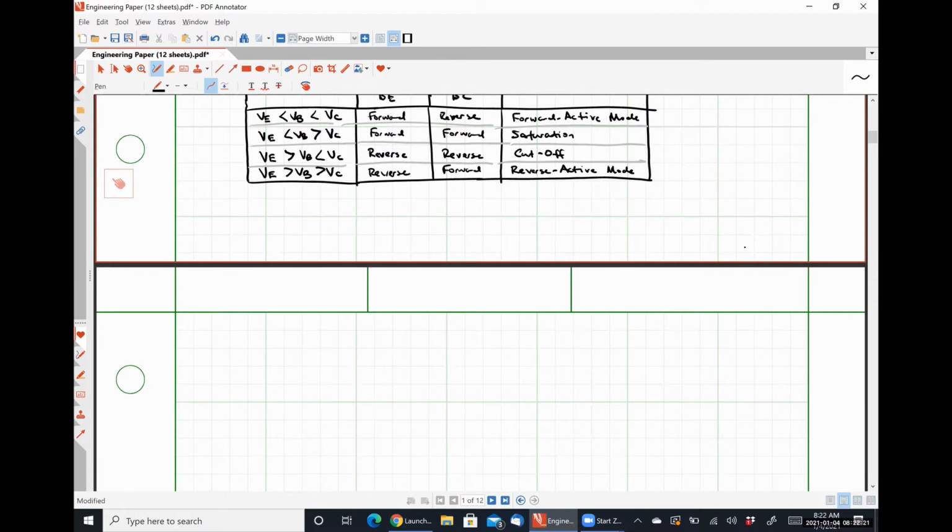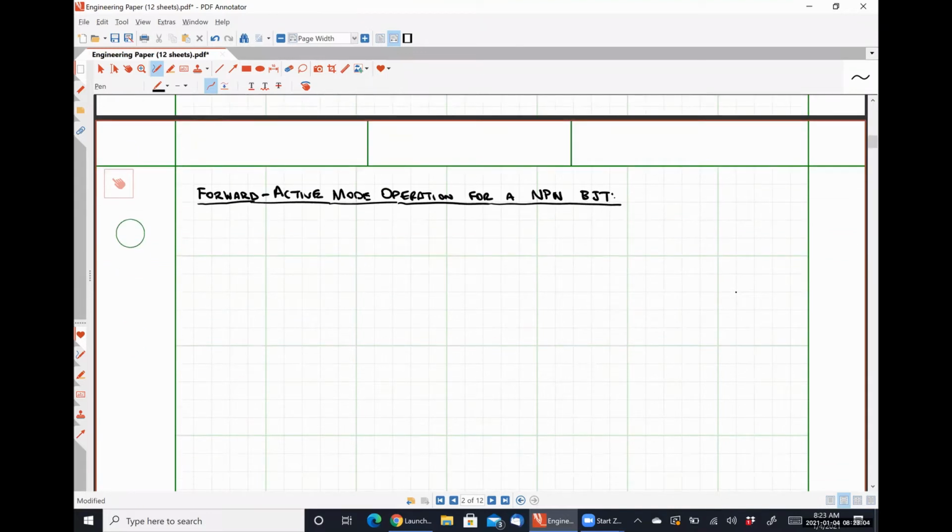So, forward active mode operation for an NPN BJT. I'm going to draw a picture here. Still not particularly to scale, but we'll use it.